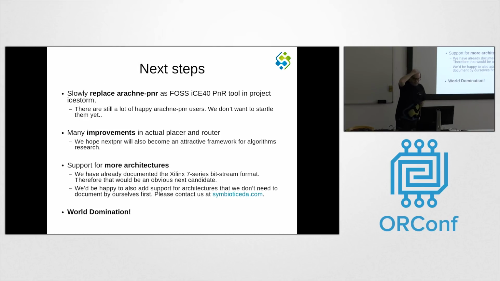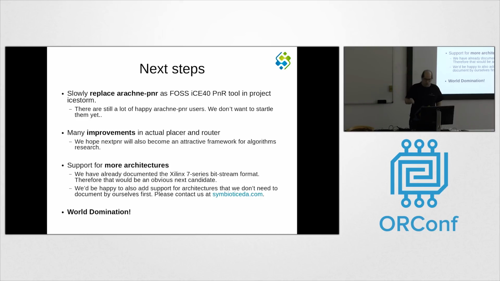Okay, the next steps for the project, we're trying to slowly replace arachne-pnr as the IceStorm place and route tool. We are pretty consistently generating better results with nextpnr than with arachne-pnr, but there are a lot of happy arachne-pnr users. We don't want to startle anyone, so we would like to have the people who would probably benefit from nextpnr or who are most happy to experiment with new stuff as early adopters, so that when the whole bulk of users is going to migrate to nextpnr, they are not going to encounter stupid bugs.